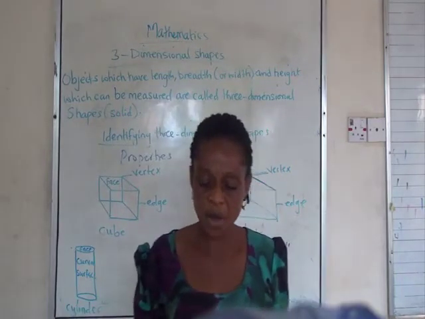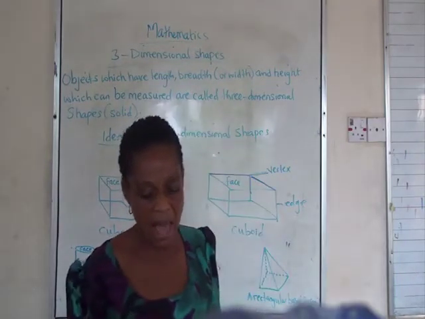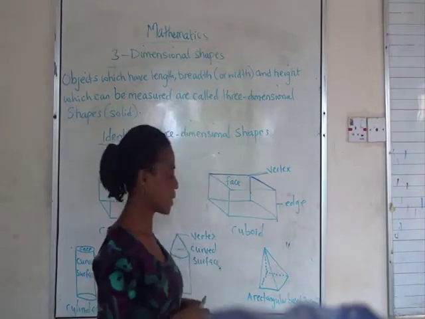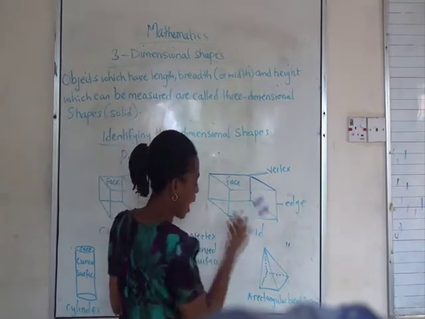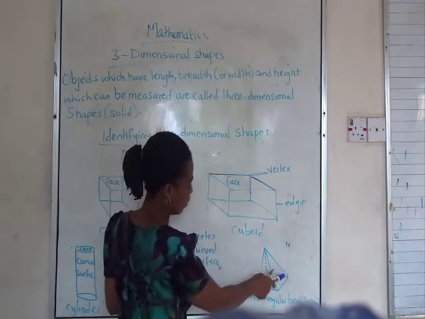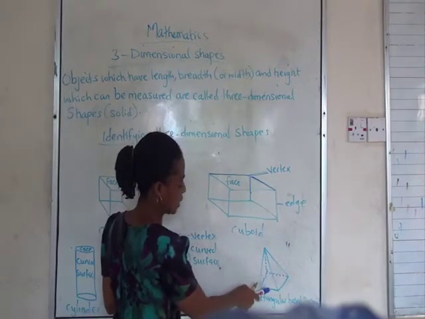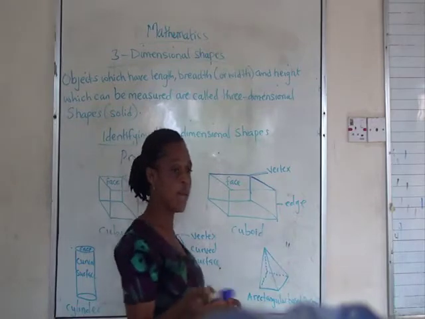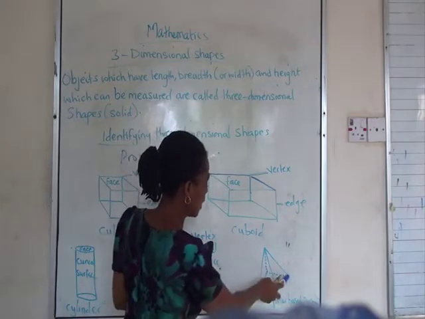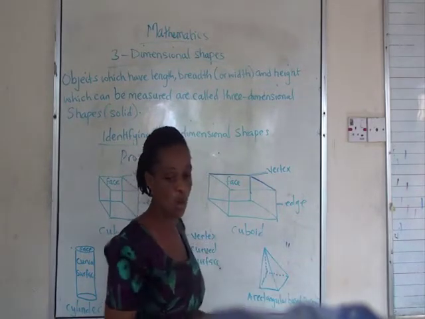One, a rectangular base pyramid has a rectangle as its base. The one I have drawn here is a rectangular base pyramid. It has a rectangle as its base. The other one is a square base pyramid, where the base will have to be a square.